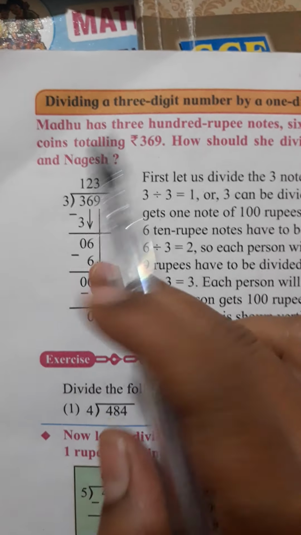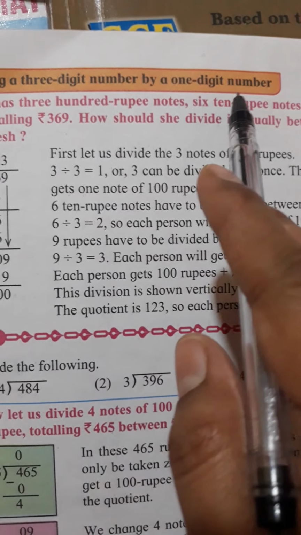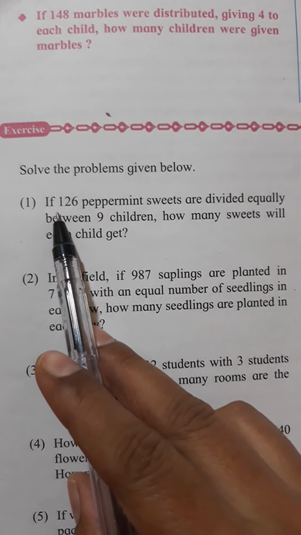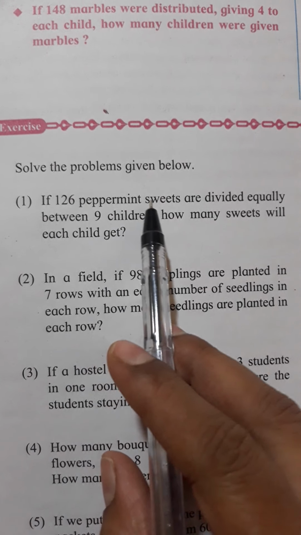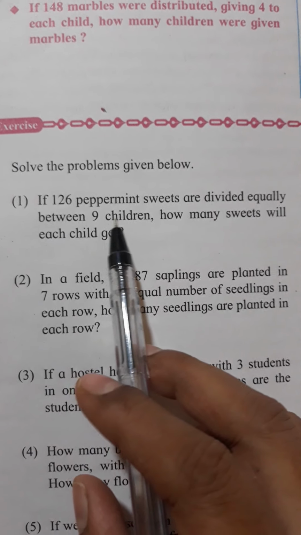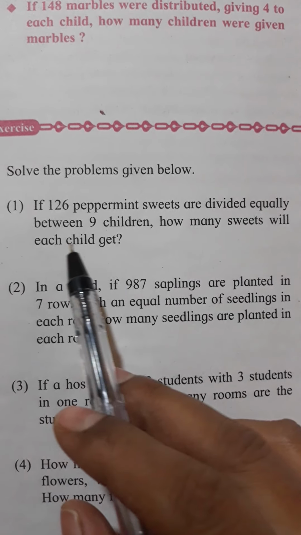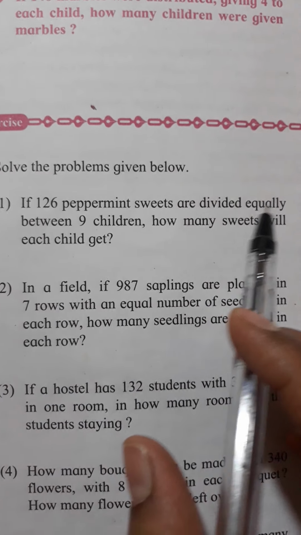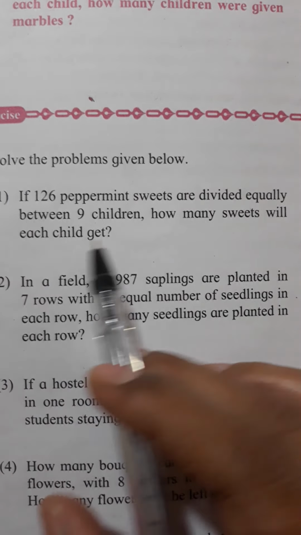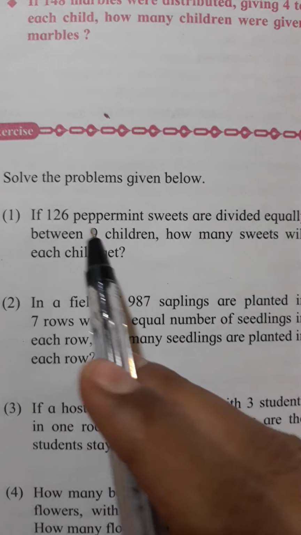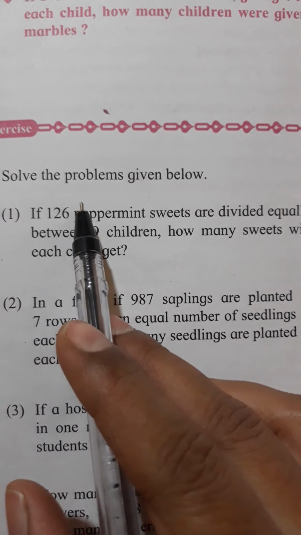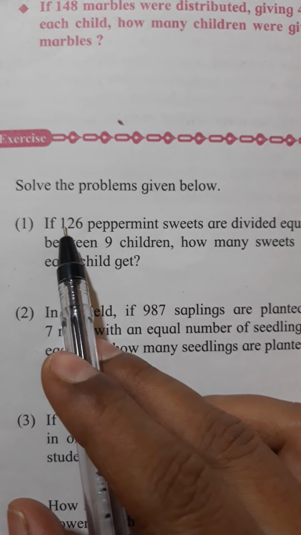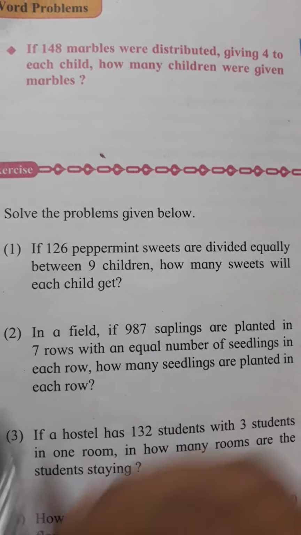Now we will look at dividing a 3-digit number by a 1-digit number. Look, here is the sum. If 126 peppermint sweets are divided equally between 9 children, how many sweets will each child get? Here 126 is the dividend and 9 is the divisor. So we will divide 126 by 9 to find our answer.